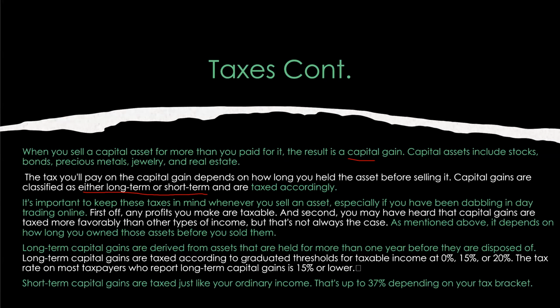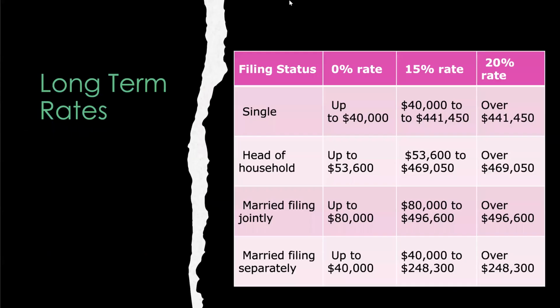Long-term capital gains are derived from assets that are held for more than 1 year. They're disposed of after 365 days. They go up to 20%. Short-term capital gains are taxed like your regular income. That's up to 37%. And according to the new laws by the Biden administration, we might be going up to significantly higher, 43%. And if you're in Democratic states, even higher, guys. Check your state and federal laws. Got to know this.